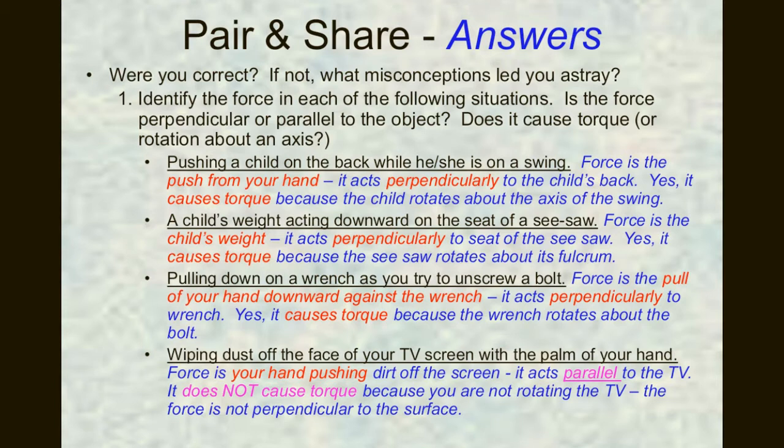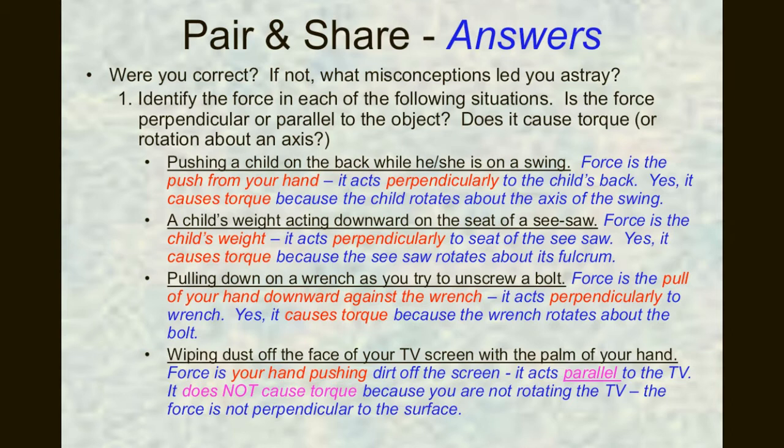Scenario number 2, a child's weight is acting downward on the seat of a seesaw. Again, this force is the child's weight. It acts perpendicular to the seat of the seesaw, so it causes torque because the seesaw rotates about its fulcrum. Remember the little picture that we saw earlier with the fulcrum? So that's where it rotates about.